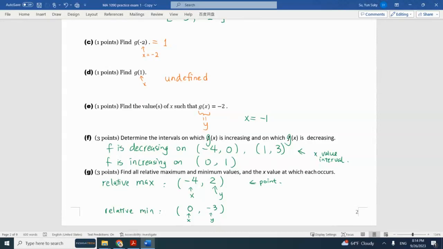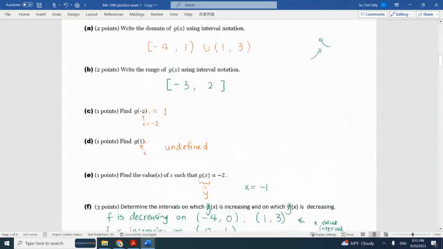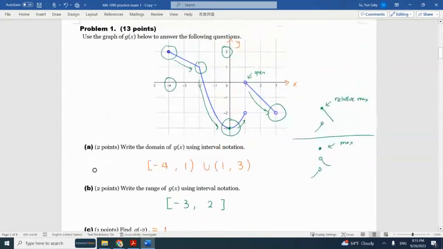So this problem, you gotta be careful. You look at the open circle and solid circle. Open circles mean the point is missing. Solid circle means the point is included there. Okay? So if you understand all the parts of problem 1, could you type 1 in the chat?